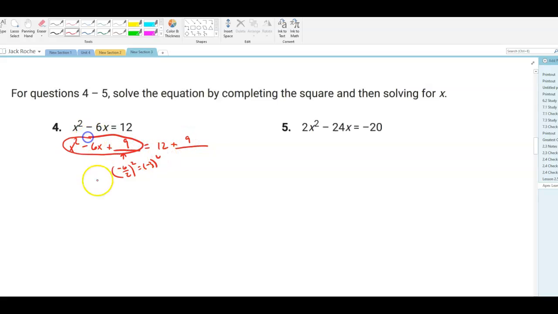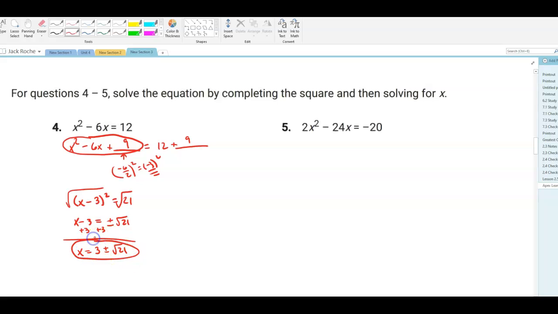And remember, this is just going to become x, and then what did you get here? -3, so -3 all squared equals 12 plus 9 is 21. Now, get rid of the exponent 2 by square rooting. So x minus 3 equals plus or minus the square root of 21. And then I'm going to go ahead, add the 3. So I get 3 plus or minus the square root of 21. Now I can take that down to a decimal if I want, but not 100% necessary.